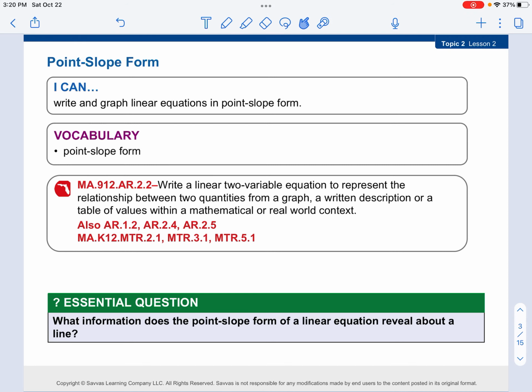This lesson is on point slope form. Students will be able to write and graph linear equations in point slope form. Key vocabulary is point slope form. There's the benchmark, and the essential question is: what information does the point slope form of a linear equation reveal about a line?